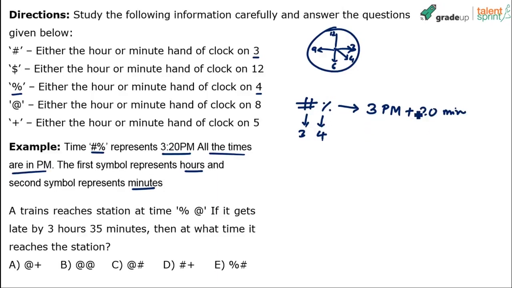Right, so 3 p.m. and 3 o'clock and 20 minutes. So 3:20 is the time. 3:20 p.m. is the time, right? PM here doesn't really make sense, but 3 hours and 20 minutes. So 3:20 p.m. is what is given here. So this is how you measure the time using these symbols, using this illustration.